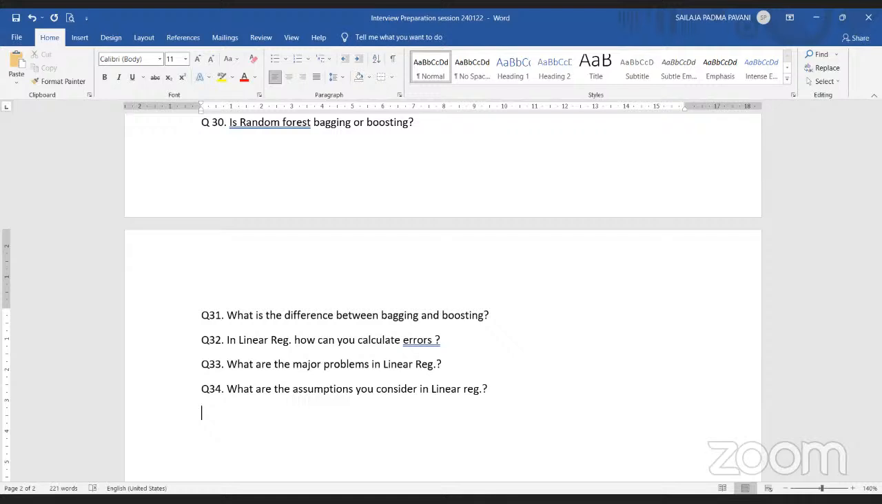Got it? Next, independence. What do you mean by independence? Whatever observations you make, those observations should be independent of each other.